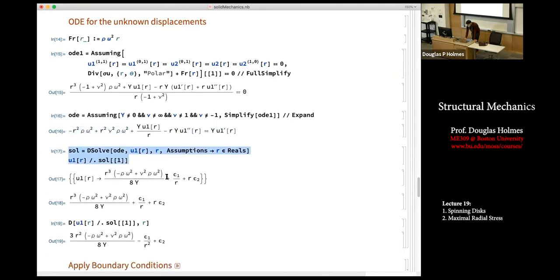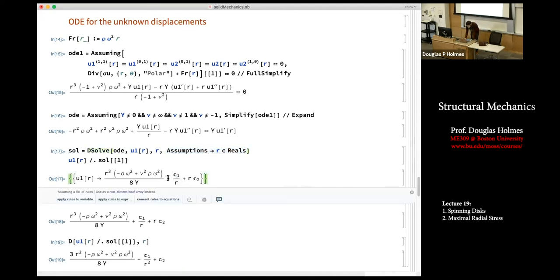Mathematica doesn't really care. It's going to solve this ODE for u of r with the independent variable r. For some reason, it helps to tell it that r is a real number. And you end up with something that looks like this. I point this out to say, remember, this was the homogeneous solution to the problem we solved last time: C1 over r plus r times C2 was the exact same solution we had. The only difference is we added to the homogeneous solution our particular solution, which is that term there. So hopefully this is ringing some bells from the differential equations course that you took a while back.